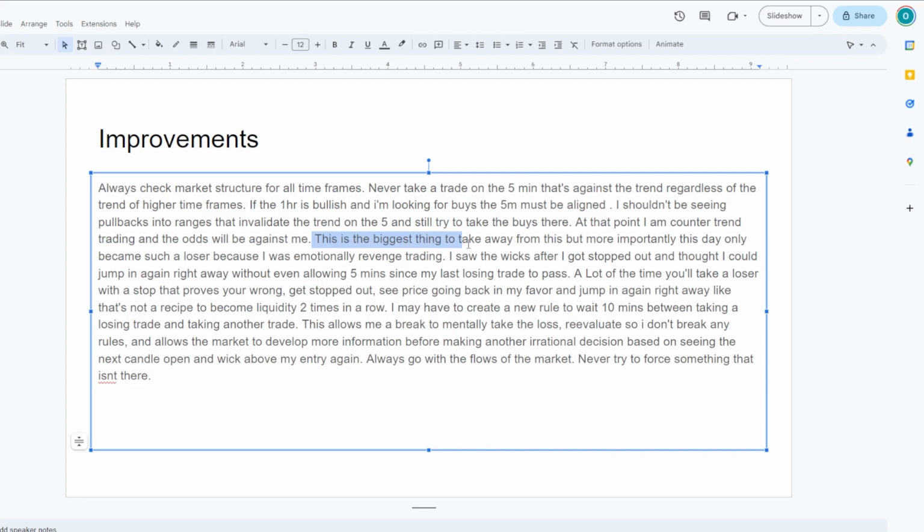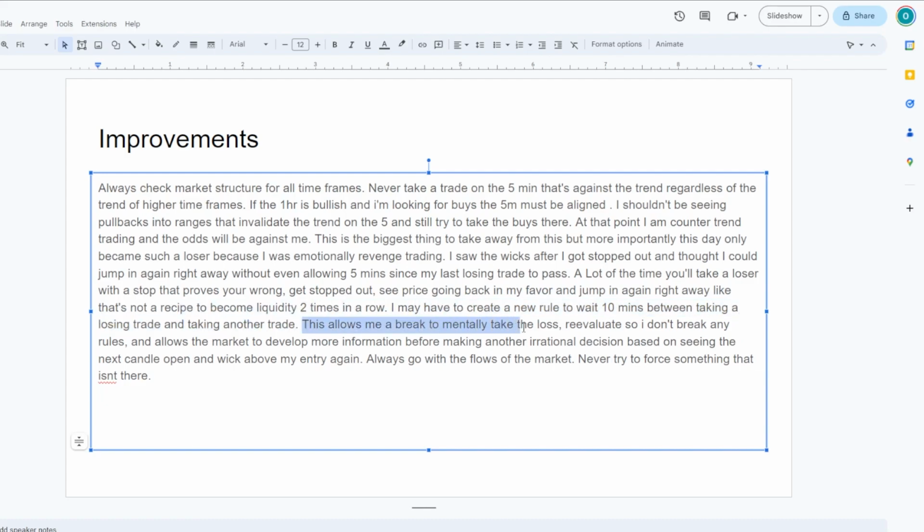This is the biggest thing to take away from this, but more importantly, this day only became such a loser because I was emotionally revenge trading. I saw the wicks after I got stopped out and thought I could jump in again right away without even allowing 5 minutes since my last losing trade to pass. A lot of the time, you'll take a loser with a stop that proves you wrong, get stopped out, see price going back in your favor and jump in again right away. That's not a recipe to become liquidity 2 times in a row. I may have to create a new rule to wait 10 minutes between taking a losing trade and taking another trade.